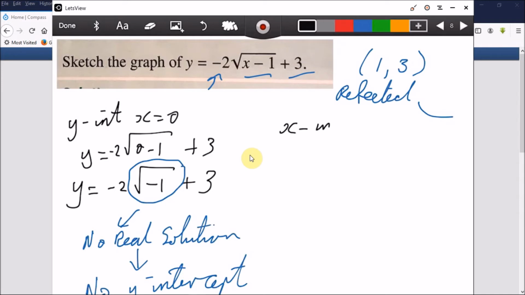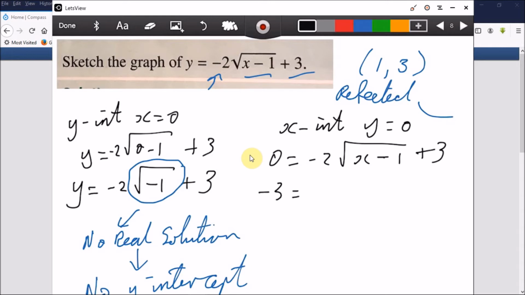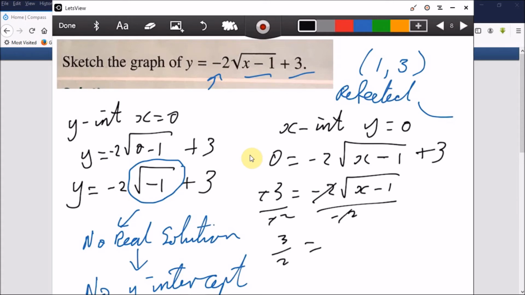So x-intercept, y equals 0. So 0 equals negative 2 square root of x minus 1, plus 3. Take 3 from both sides. Divide by negative 2. The negatives cancel. 3 over 2 equals the square root of x minus 1. Get rid of the square root, we square. And so then we've got 9 over 2 equals x minus 1.